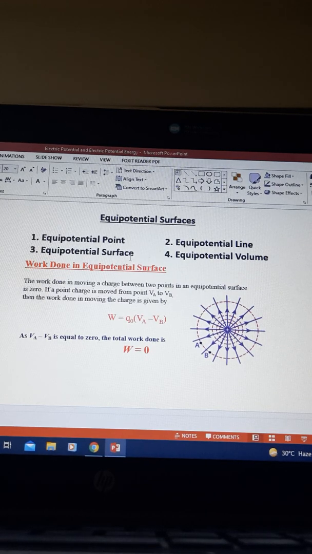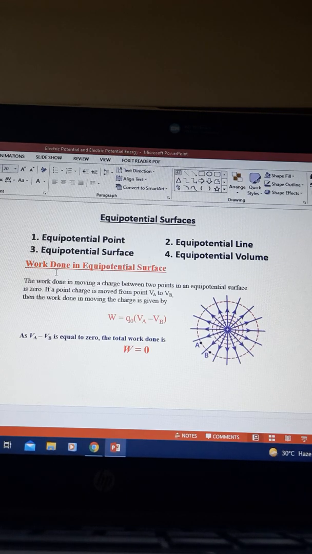Equipotential surface, you already know: the surface in which all the points are at the same potential. And if all these points are distributed throughout a space or volume and they have the same potential, that would be known as an equipotential volume. Now we are going to calculate the work done on an equipotential surface, a very important concept connected with equipotential surfaces.